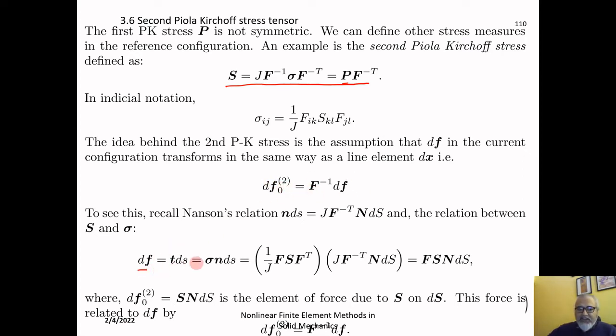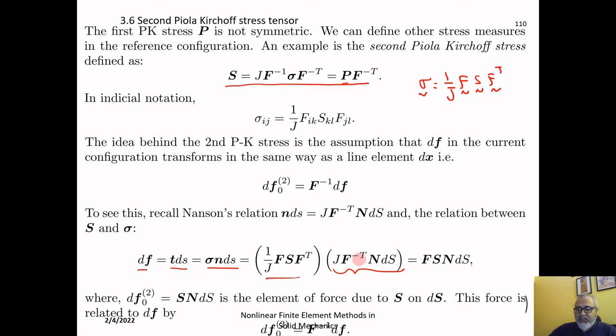So let's start with df. df is equal to t times dS. This is the true traction. t is sigma times n dS. It's n sigma dS, but sigma is symmetric, so sigma n dS. And then in place of sigma, let us use this. So we know that sigma is equal to 1/J F S F transpose. This is our definition of the second PK stress. We have done that. And then in place of n dS, use Nanson's relation.